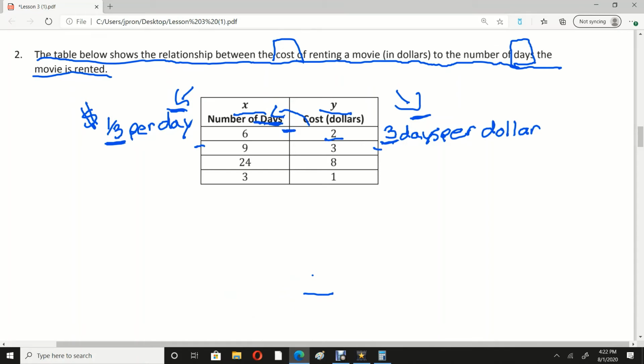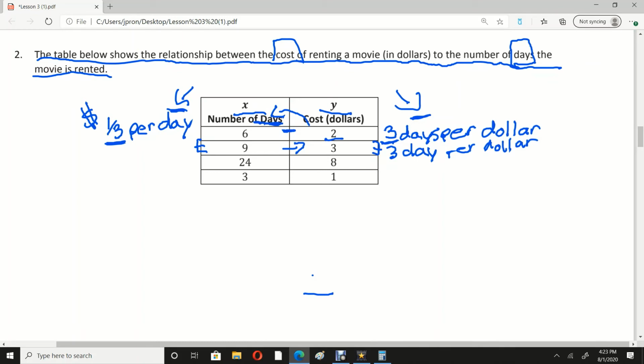So let's go to the next column and let's compare. Let's say we want to get dollars per day or days per dollar for our second set of numbers right here. So 9 days cost $3. Again, we would divide number of days by dollars. 9 divided by 3 is 3 days per dollar. So far it seems that we have a proportional relationship, right?